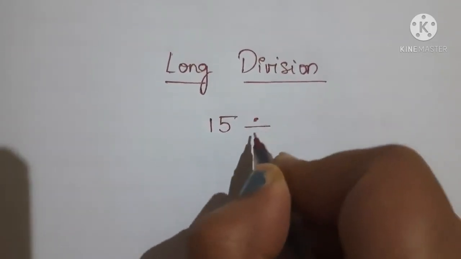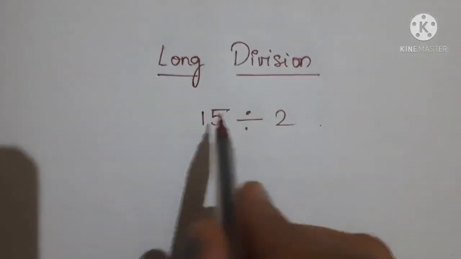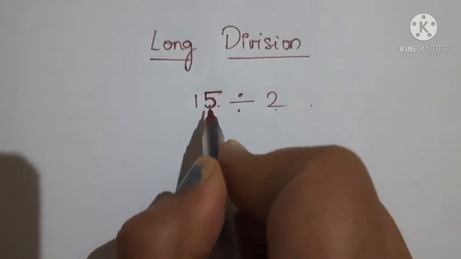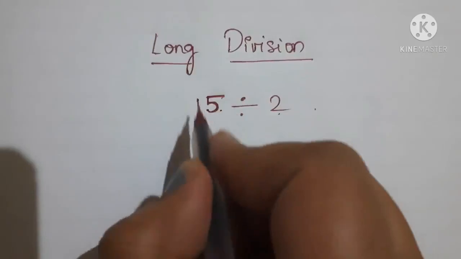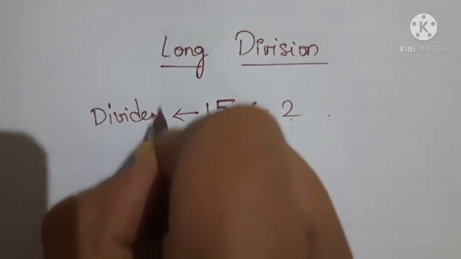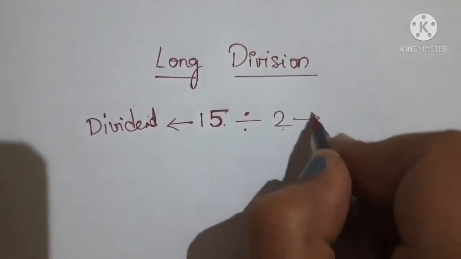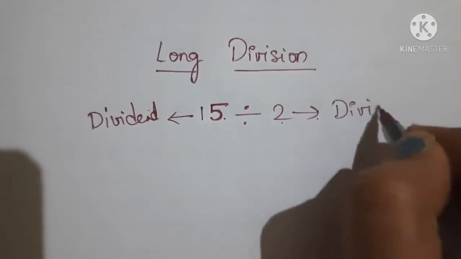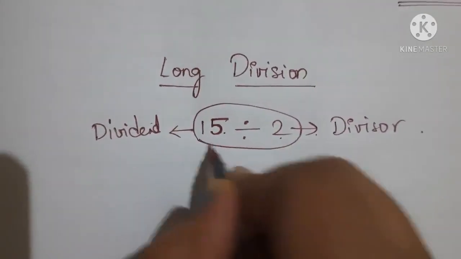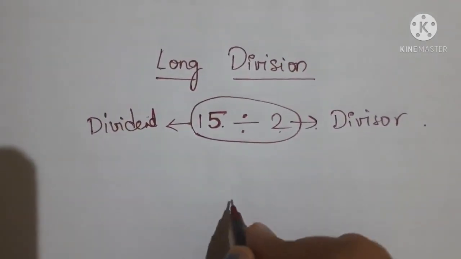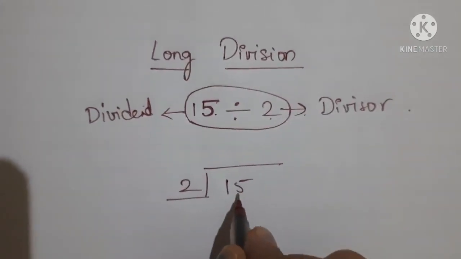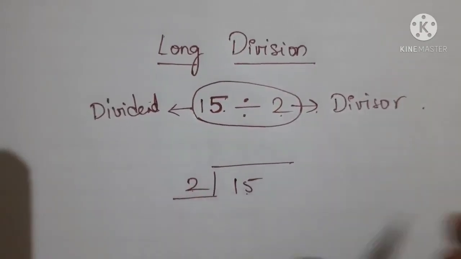15 divided by 2. This is the question. So here 15, what do we call it? We call it the dividend. Right? And 2 is the divisor. Now we are going to arrange these numbers in long division like this. 15 is the dividend, 2 is the divisor.